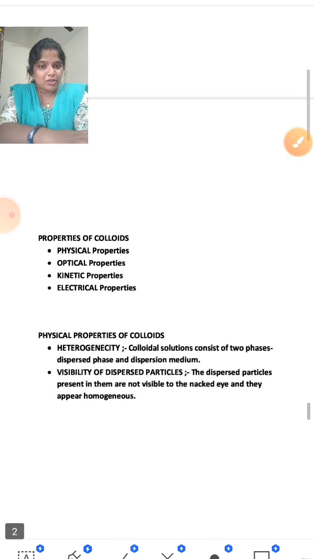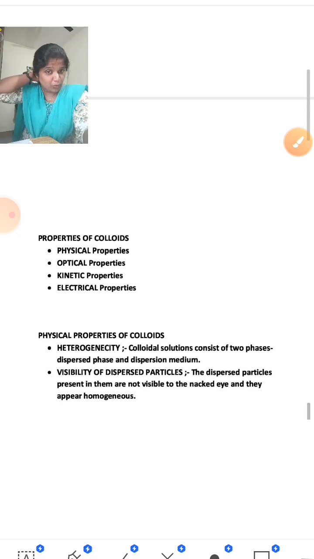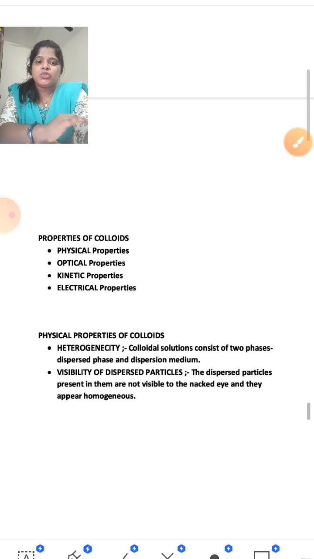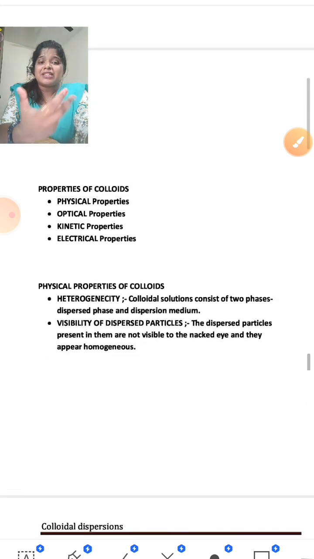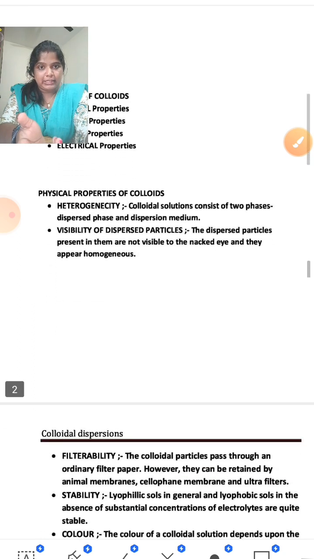The properties of colloids are physical properties, optical properties, kinetic properties, and electrical properties. Physical properties of colloids: first, heterogeneity. Colloidal solutions consist of two or more phases, like the dispersed phase and the dispersion medium. The next one is visibility of the dispersed particles. These dispersed particles are not visible to the naked eye, and they appear homogeneous. So we need an ultramicroscope or electron microscope to see the dispersed particles.